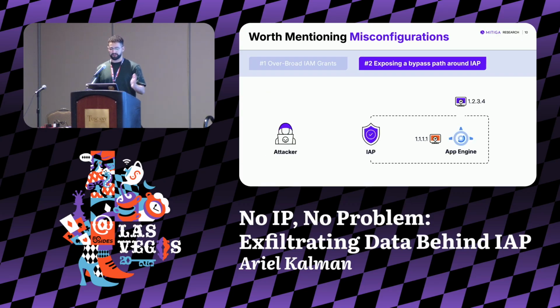This is just a diagram to show how it looks. You can see an attacker that tries to access the application, but it gets blocked by the IAP because he has no token to access the application. However, when he sends the exact same request to the other endpoint of the same application, he can access the same data, and IAP doesn't protect this endpoint.